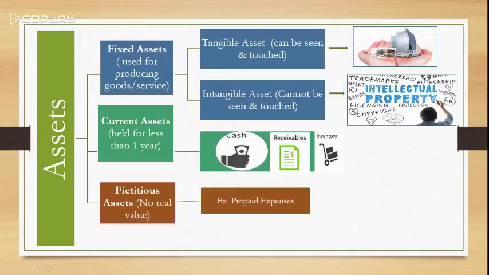Fictitious assets are those assets which do not have real value. For example, if we prepay our bills, then they become our prepaid expenses, which are called fictitious assets. So they don't have a real value. They are not actually giving us any sort of benefit, but they are reducing our expenses in the next month. Hence, they are called fictitious assets.